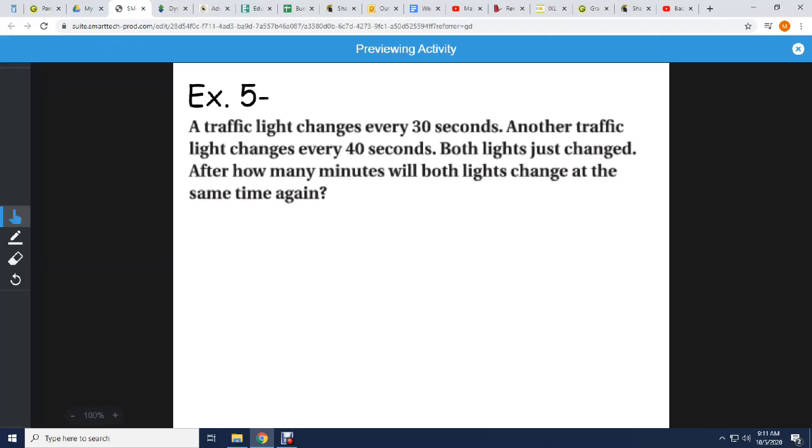Traffic light changes every 30 seconds. The other traffic light changes every 40. Both lights just change. How many minutes will there be before it happens again? Right? So you're looking at seconds and they're talking about minutes. This is going to be a bigger number. Right? It's going to be bigger. It's not looking for something smaller. If it's looking for bigger, you're thinking multiples. If they're talking smaller, it's going to be factors. Right? So you have to think about that as they present that to you.